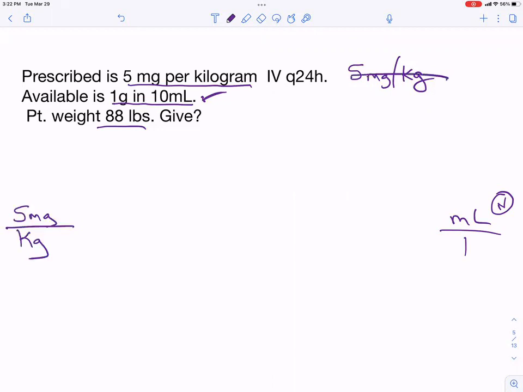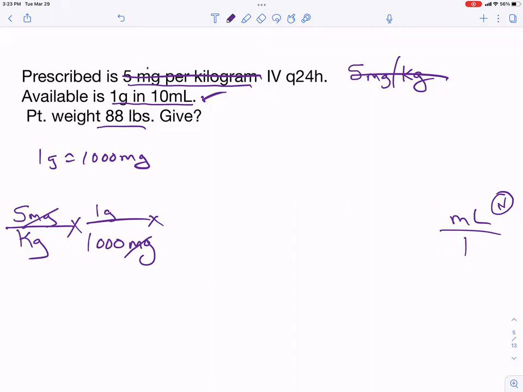Cross that off. So how do I get there? Well, I have available grams and prescribed milligrams. So when I look at that, I have to remember 1 gram is equal to 1,000 milligrams. So I can use that right now in my conversion. I can say 1 gram is 1,000 milligrams. And I set it up this way. Why? So I can cross off diagonally. Well, now I have grams and kilograms, and I still don't have milliliters. So what do I use?